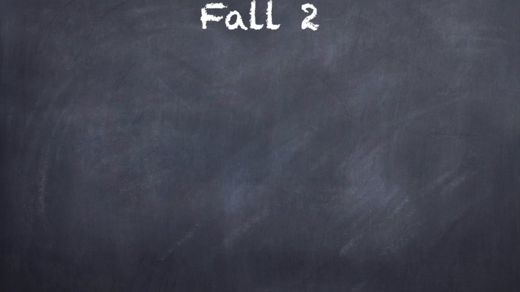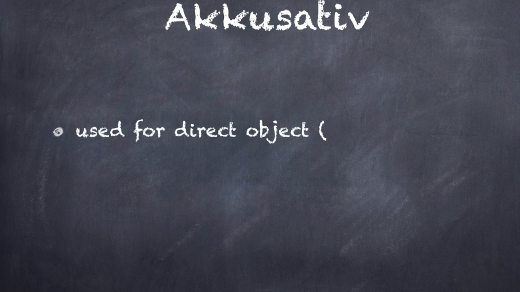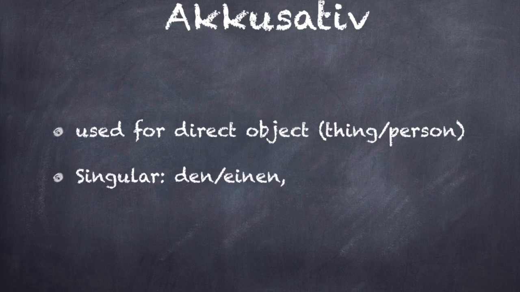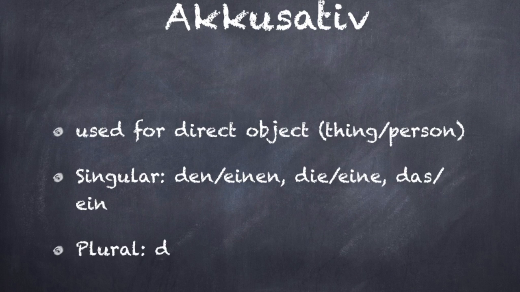So the second case that we have, or Fall 2, ist der Akkusativ. Und der Akkusativ is used for a direct object, so a thing or a person. Can also be an idea. The singular articles are den, einen, die, eine, das und ein. And the plural is die and keine.